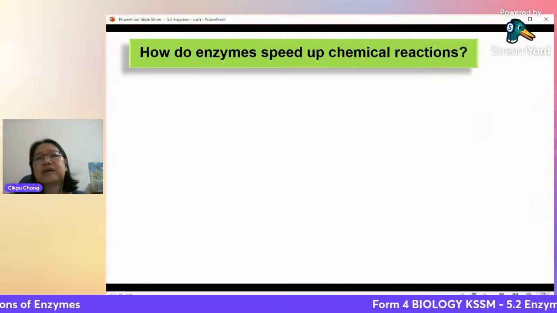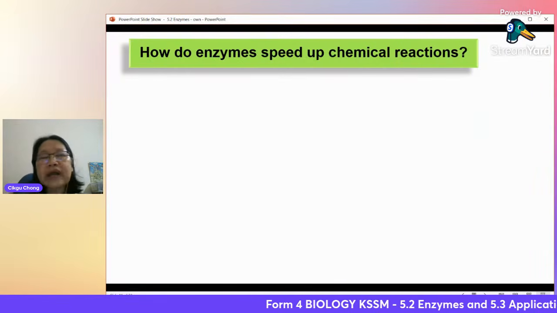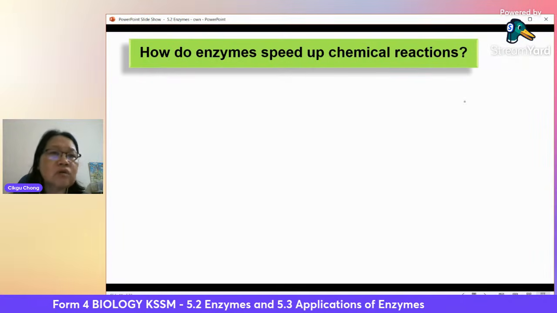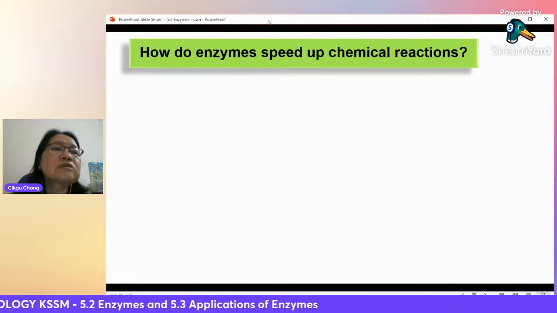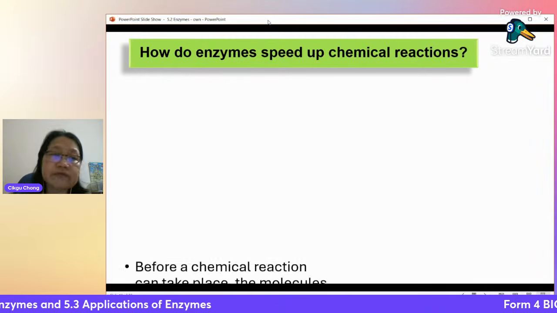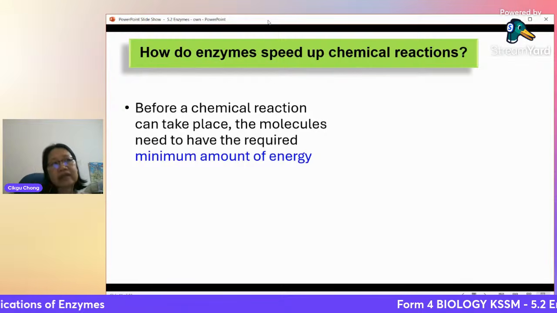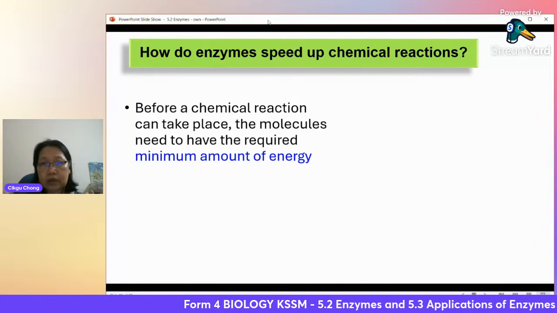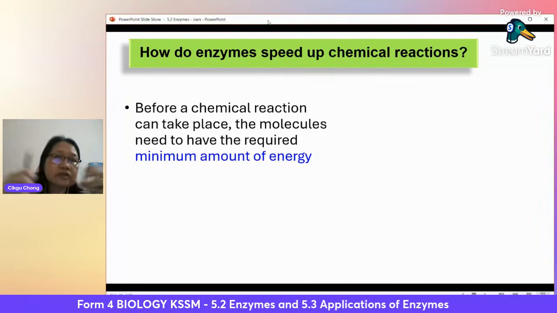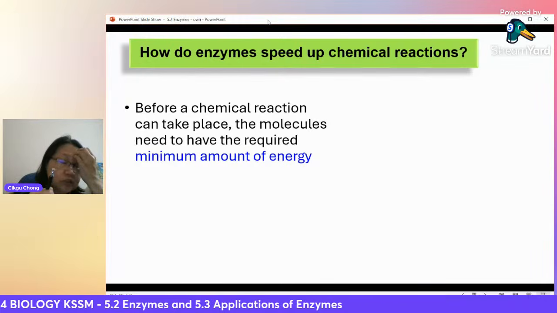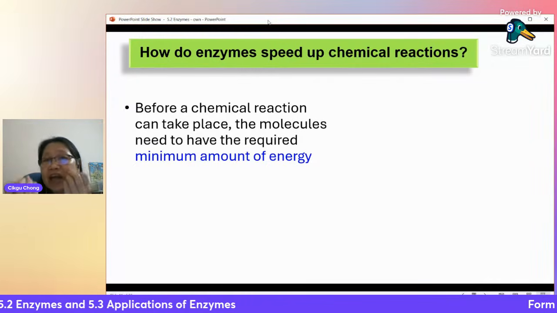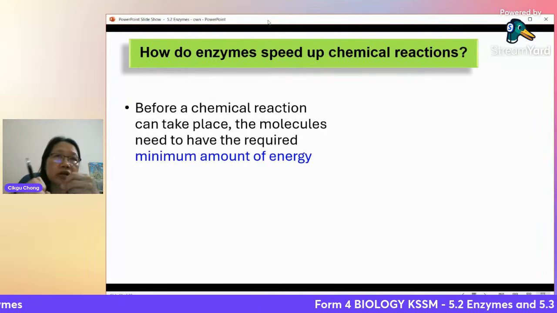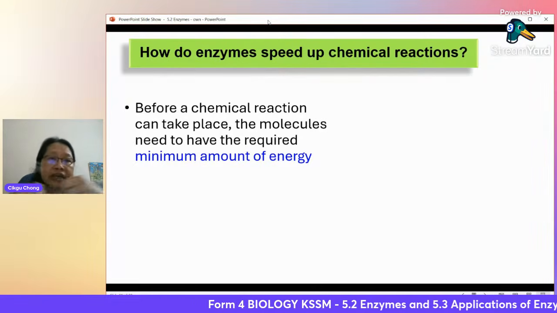Now, how do enzymes speed up chemical reactions? How do they work? What does the enzyme do to make the chemical reaction happen faster? What does it actually do? Okay, so let's look at what it actually does. First thing, before any reaction can take place, for example, you have A molecule and B molecule. They need to collide. They need to combine. I mean, they need to meet each other, right? So you have to have energy. It has to have sufficient energy in order for your 2 molecules to collide and then to join up together.